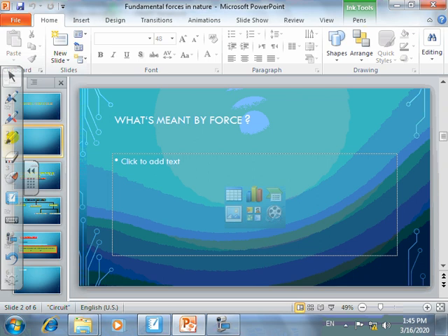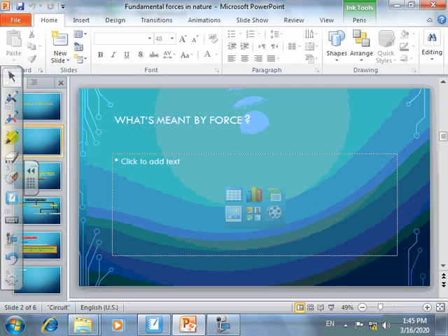Could this book move by itself? Of course not. Why? Because there is no force acting on this book. What about if I have a ball under this table? Could it move by itself? Of course not, because there is no force acting on this ball.